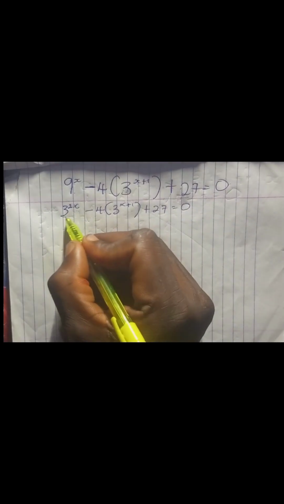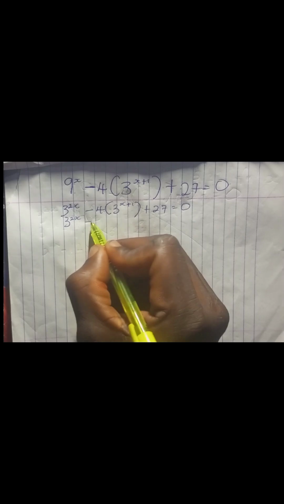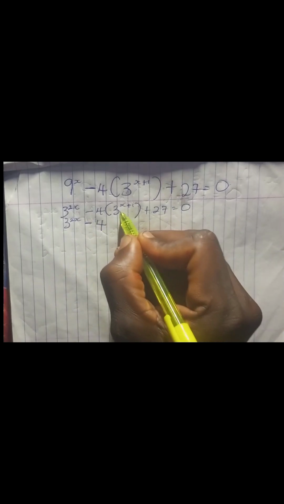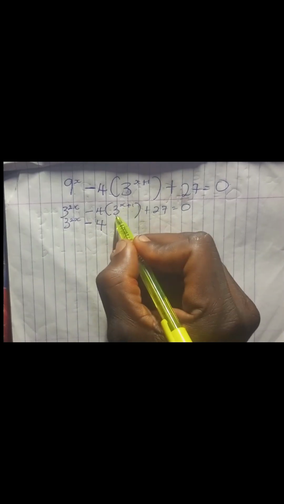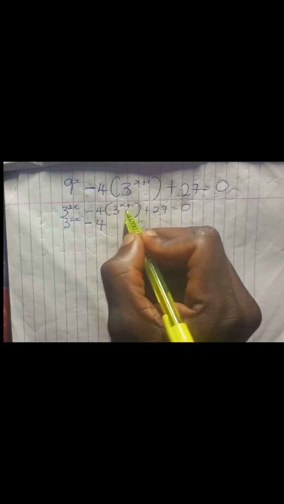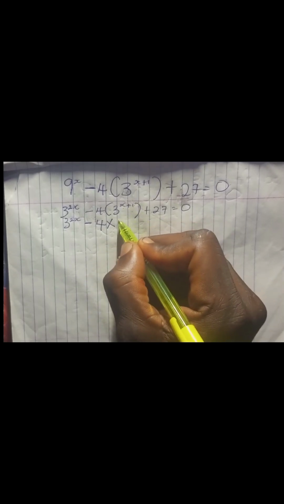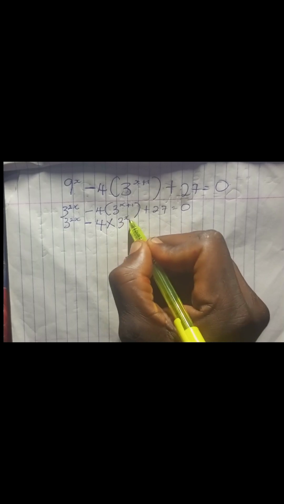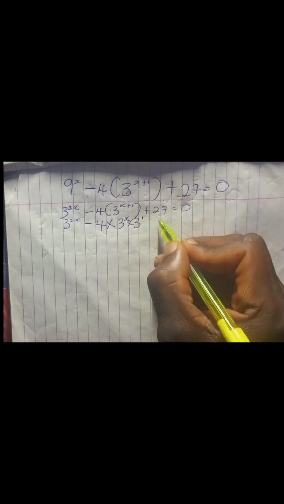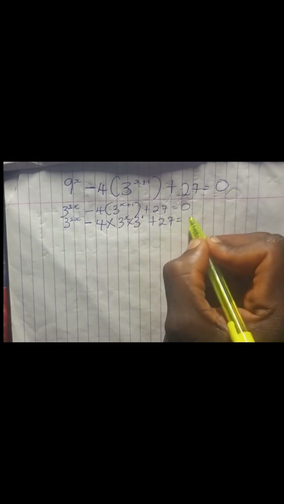So I'm having 3 raised to the power 2x minus 4. Now do you see that 3 raised to the power x plus 1? It is the same thing as saying minus 4 times 3 raised to the power x times 3 raised to the power 1. So we complete plus 27 is equal to 0.